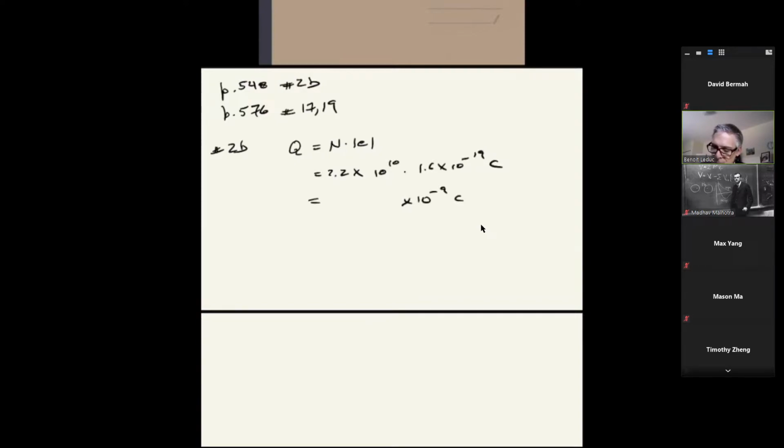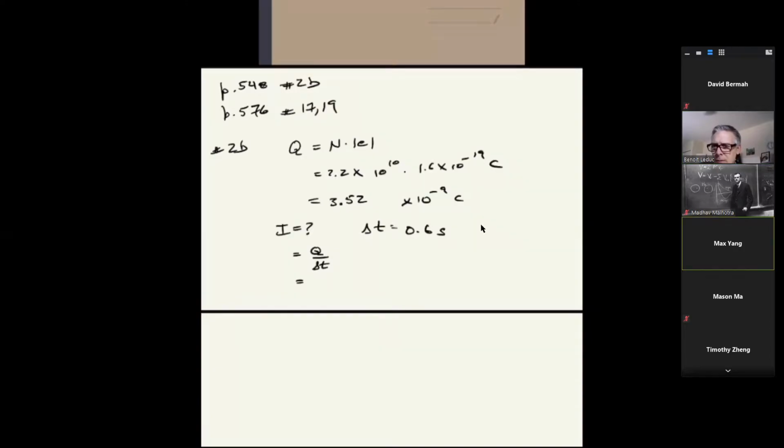So it's going to be 2.2 times 1.6. If I do it quickly in my head, it's about 3.2. And then you're looking for the current. Well, you have the time, right? The current is just Q over delta T, and the time is 0.6 seconds. And then you just plug everything in, Max.